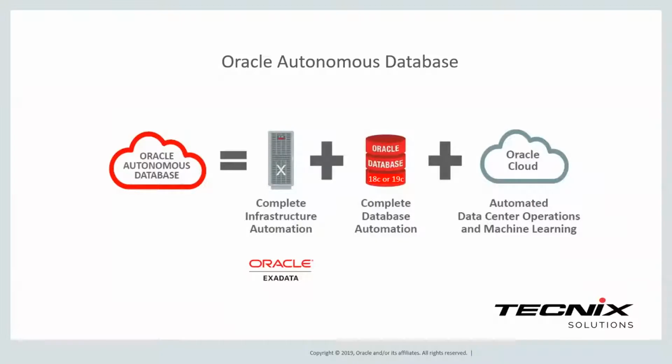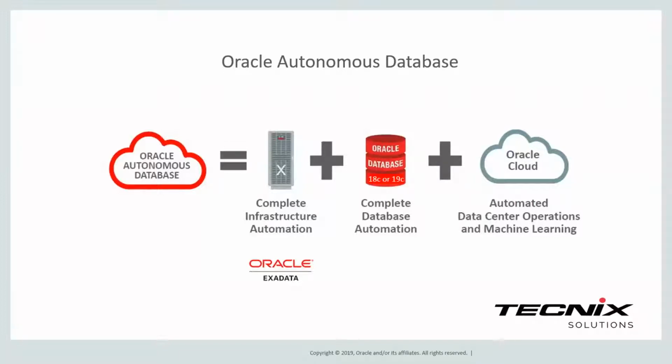Oracle Autonomous Database, as I told you, is a service, and this service is based on Oracle database software. Now we have versions 18c or 19c available, and it's implemented on Oracle Exadata infrastructure, and it has the service of Oracle operations.